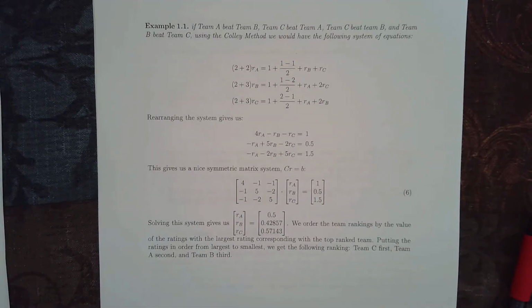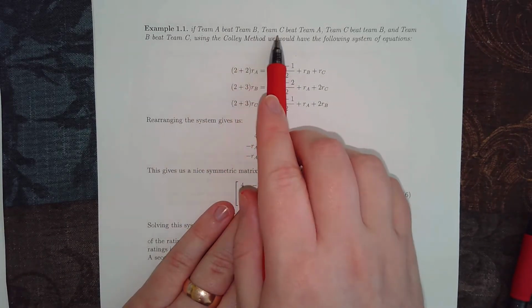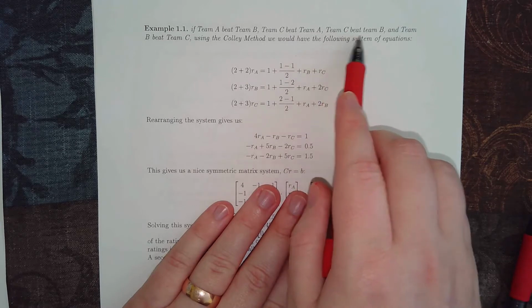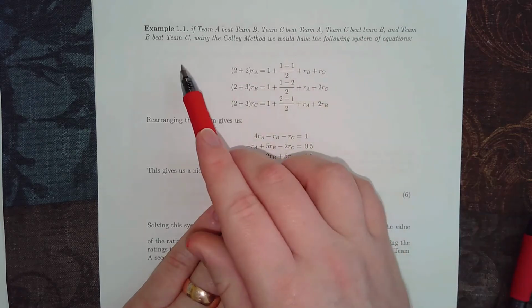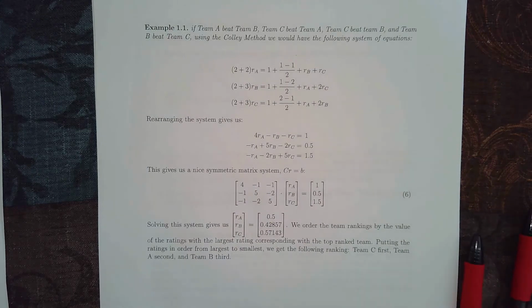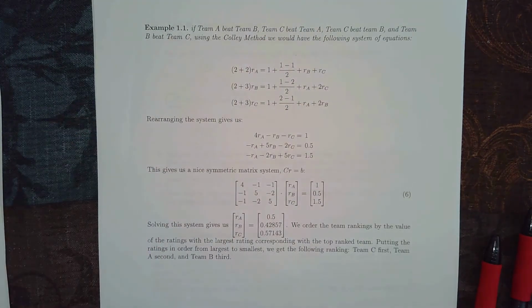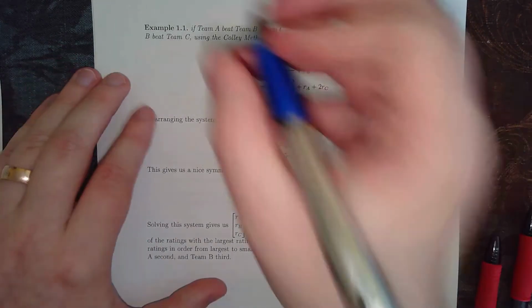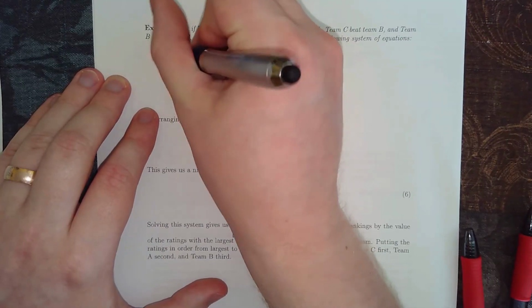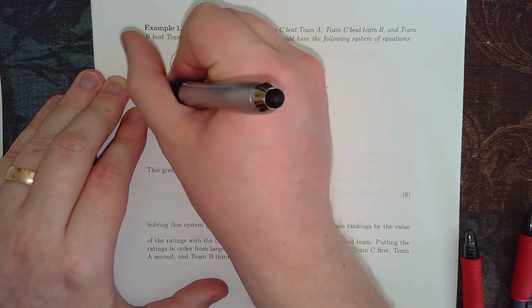So let's walk through an example. Say that Team A beats B, C beats A, C beats B, and then B beats C. We want to use the Coley method to have the following system of equations. So this all can be a little bit of gobbledygook, which is why it really helps to have a picture. So we've got 3 teams, A, B, and C.